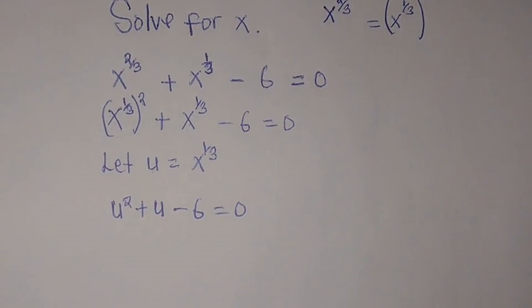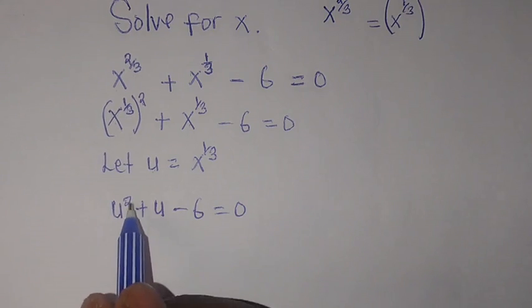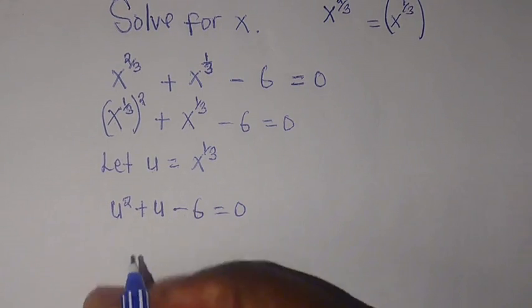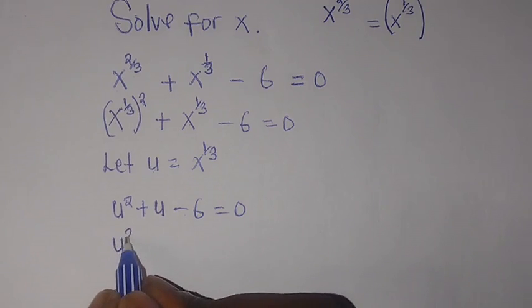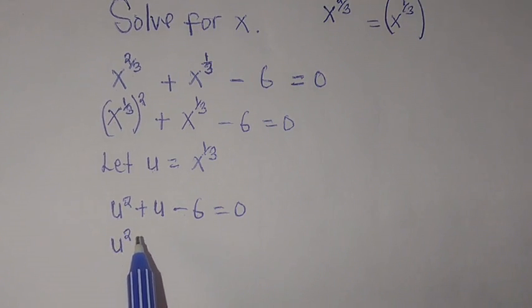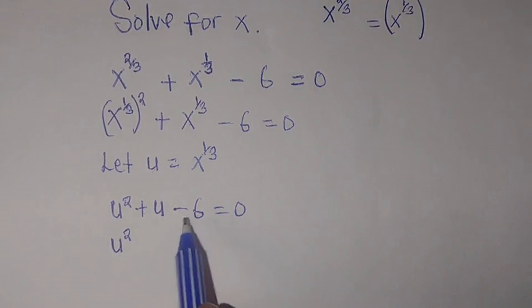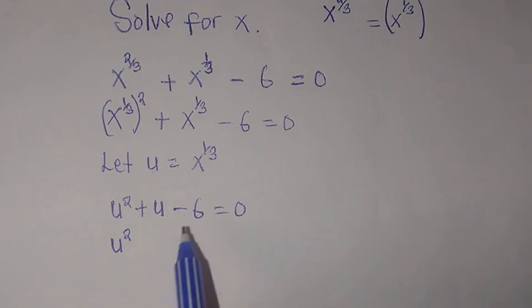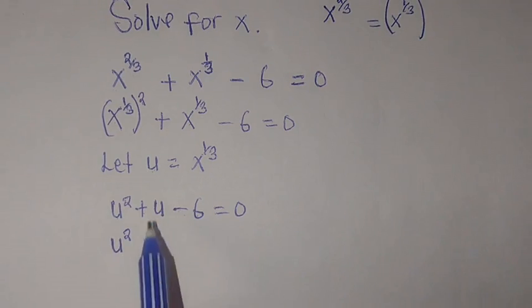From here we have a quadratic equation. So we can now solve this using the factorization method. We have u squared plus u minus 6. We find two numbers that multiply to get minus 6 and add to get plus 1, because the coefficient of u is 1. Those two numbers are 3 and negative 2: 3 times negative 2 gives negative 6, and 3 plus negative 2 gives 1.